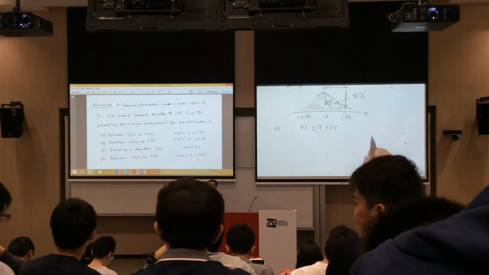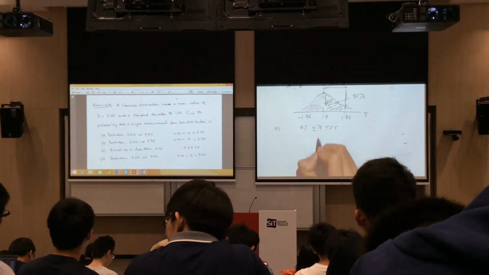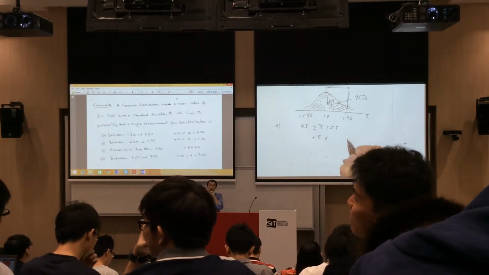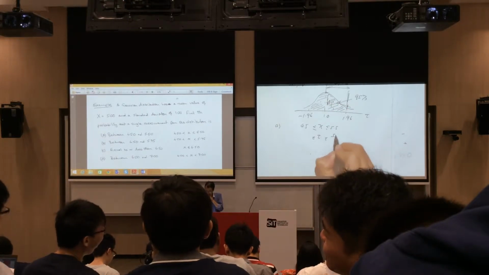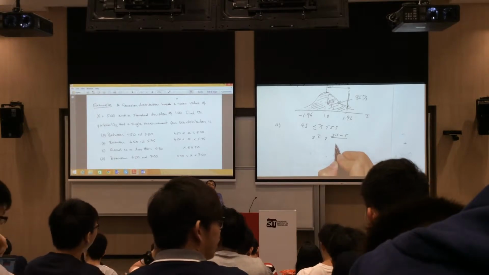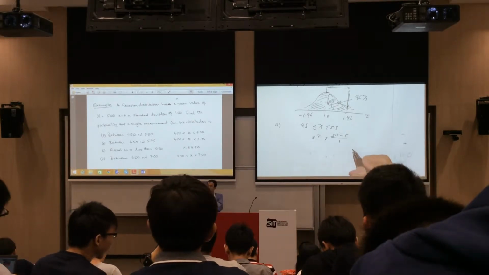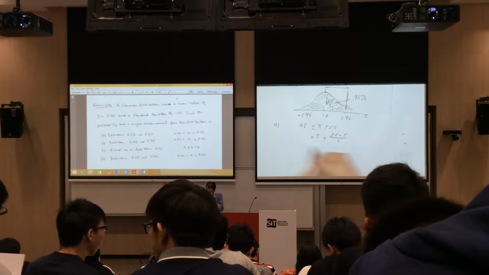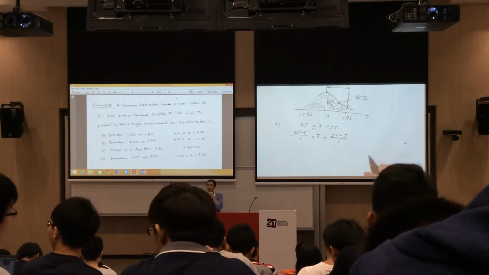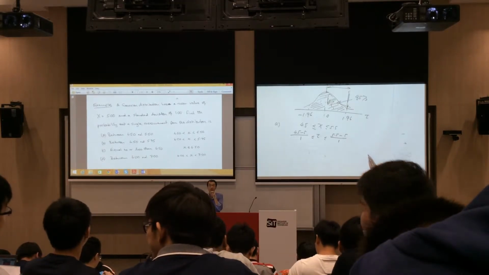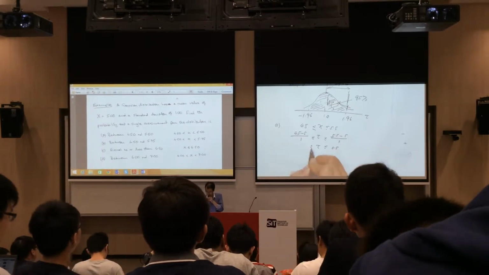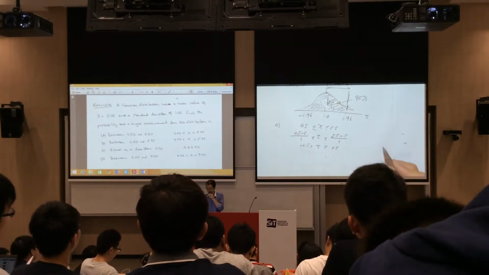You can always do a normalization, which is tau. 5.5 becomes 5.5 minus the mean value of 5, divided by sigma, which is 1. And this side will be 4.5 minus 5 divided by 1. So these are the normalized standard deviations. This gives you 0.5 and minus 0.5.